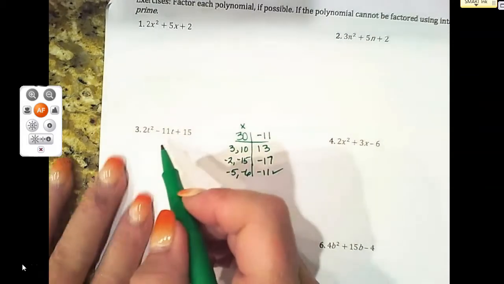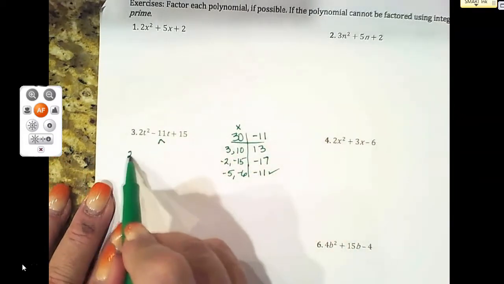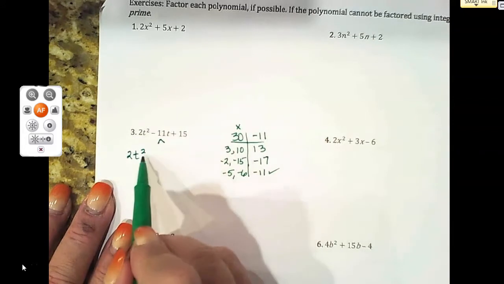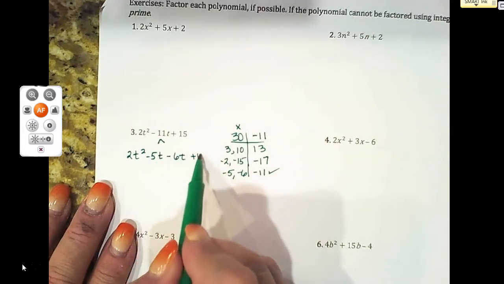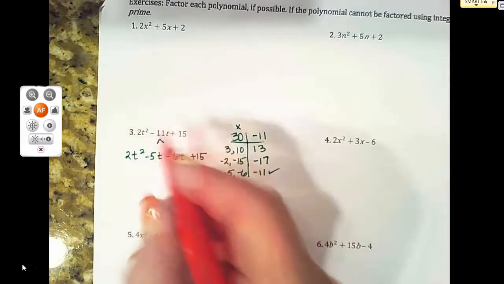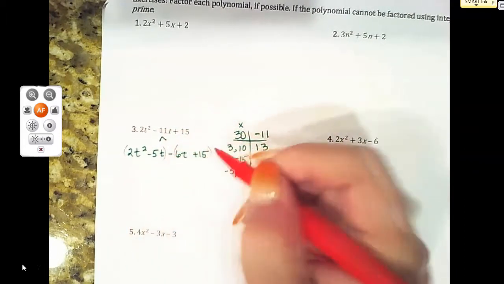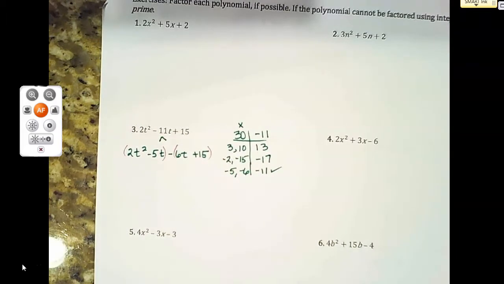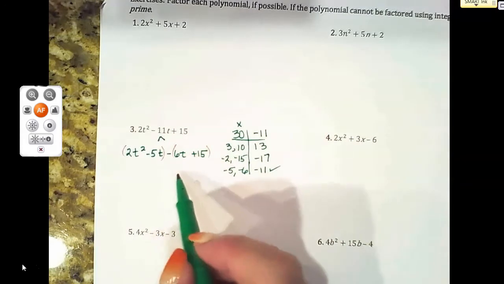I have to rewrite my polynomial and split the b term. So I'm going to take 2t squared minus 5t minus 6t plus 15. Now that I have 4 terms, I'm going to use that GCF strategy, or the grouping strategy. I want to be really mindful of what is my GCF of each pair, and I also want to be mindful of this minus sign here. It's going to come down as part of my second GCF.